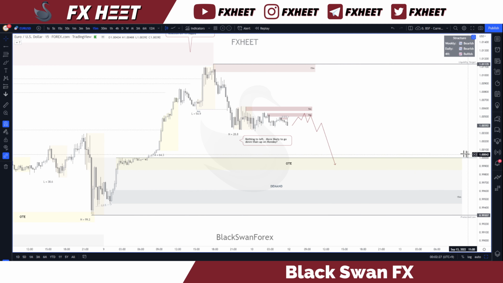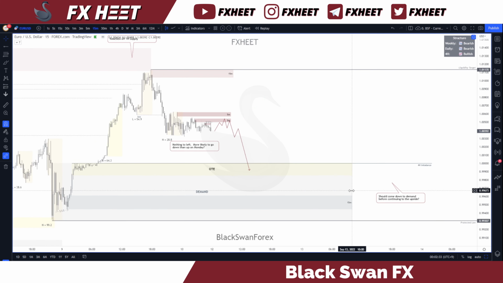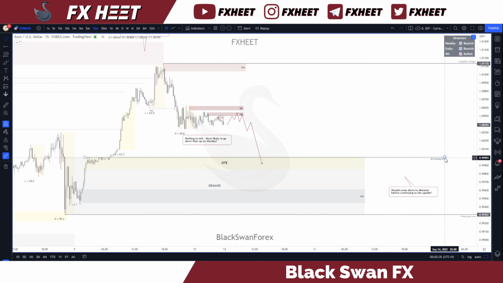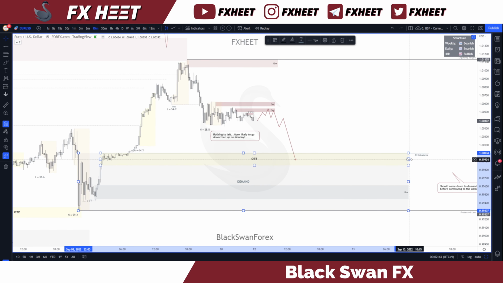This line, which I don't remember what it was. Here, 4-hour imbalance. So targeting the 4-hour imbalance, which coincides with the 4-hour demand, as well as the OT area. But it could also come down even further to the extreme before we start to see that shift and reversal and push back up to the upside.